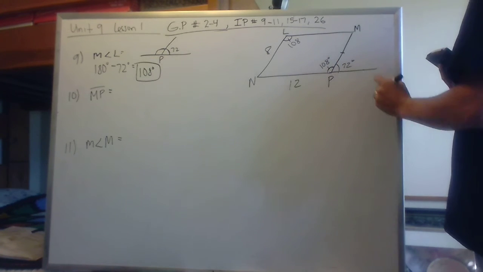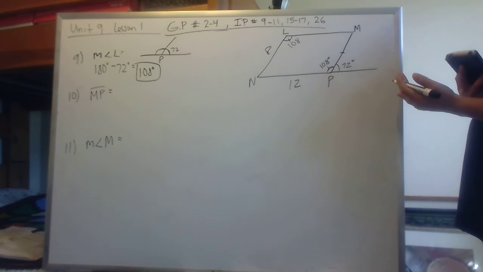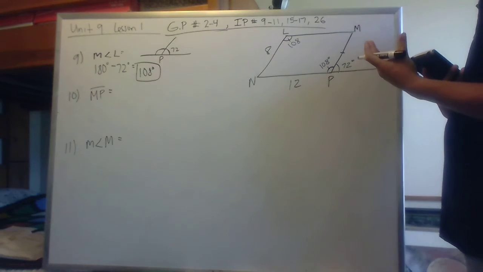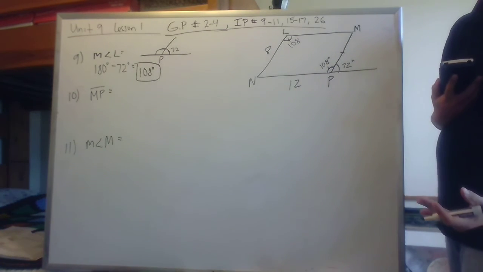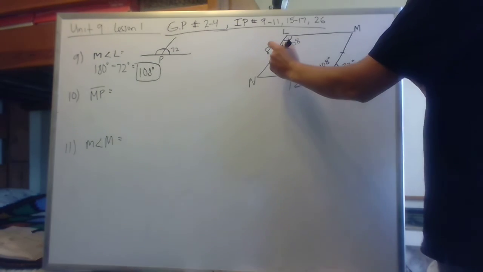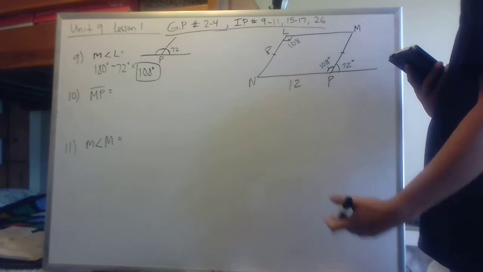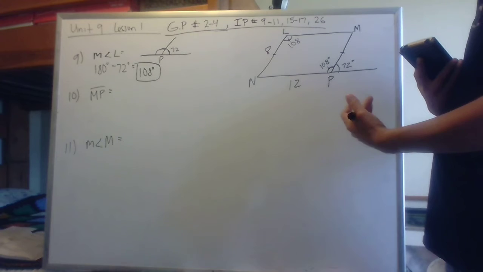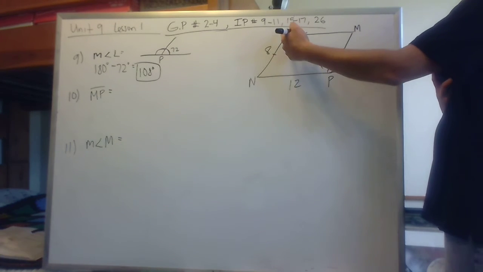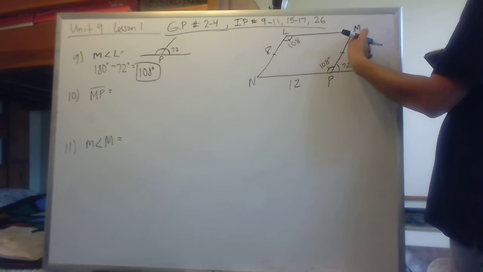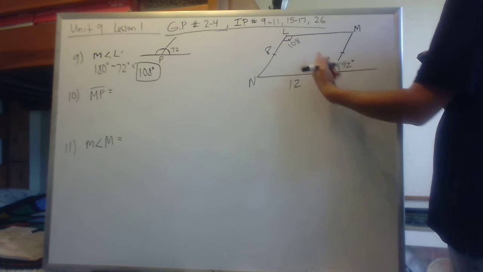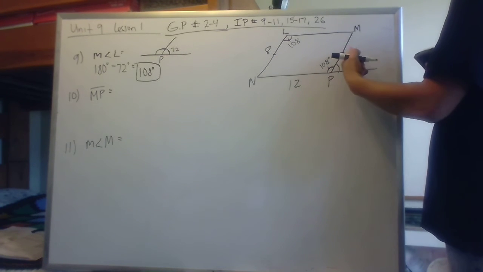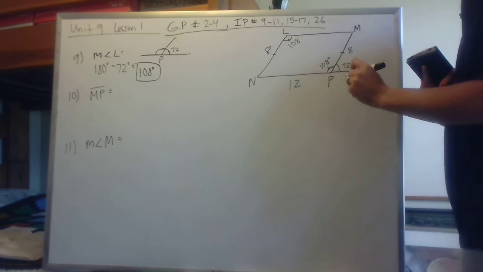Now we want to find the measurement of MP. We want to find this length. Well, we know that based on the properties of parallelograms that we talked about earlier, the opposite side is congruent. So if LN is congruent to side MP, if LN equals 8, that means MP also equals 8.